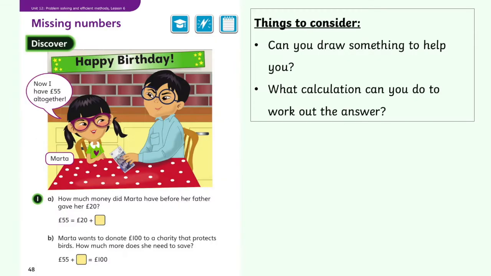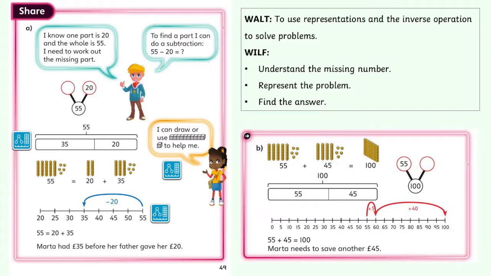Hopefully you've had a go at that Discover. Let's think about our WALT and our WILF for today and share some ideas about these questions. So our WALT today, to use representations and the inverse operation to solve problems. All that means is to be able to draw things out in different ways and to be able to know that for an addition calculation, we can also think about a subtraction and the other way around as well.